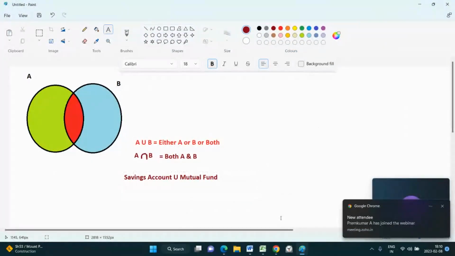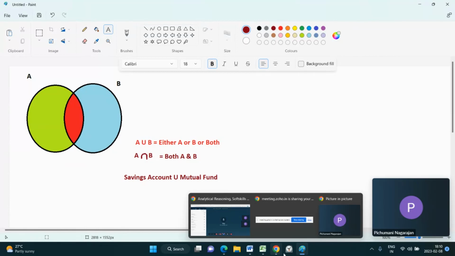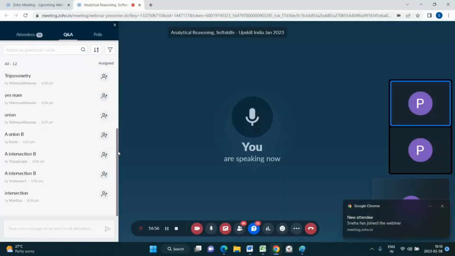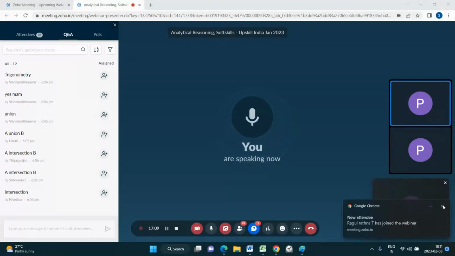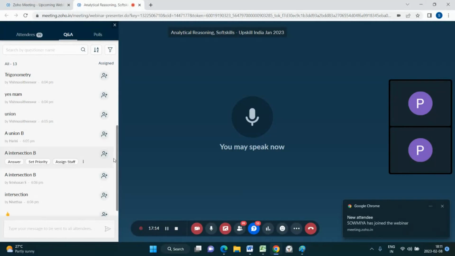Okay, now we are going to see some aptitude tests using the Venn diagrams. You will also get such questions in your aptitude test. Agreed? So far, what is A union B, intersection? You understood? Give a thumbs up, please. Very good.